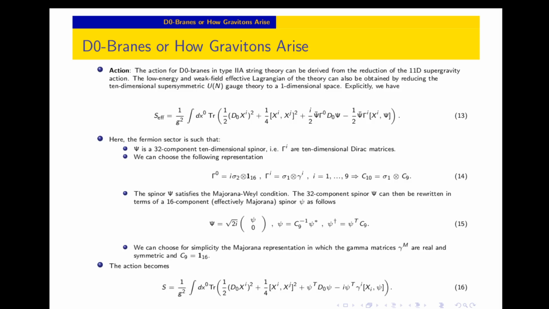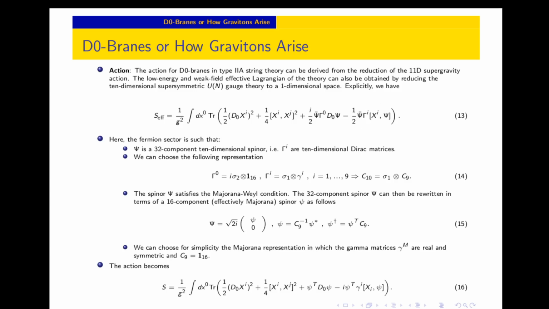The action for D0 branes in type 2A string theory derives from the reduction of the 11D supergravity action. The low-energy effective Lagrangian of the theory can be obtained by reducing the 10-dimensional supersymmetric U(N) gauge theory to a one-dimensional space. This action includes terms representing the dynamics of scalar fields corresponding to transverse coordinates and fermionic fields. This action is given by equation 13.